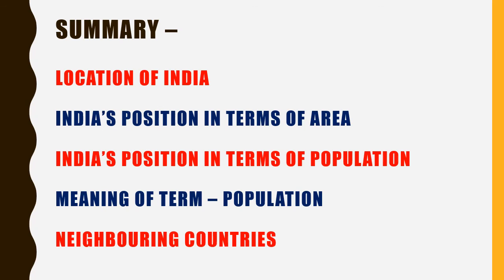What is the meaning of population? The total number of people in a country is known as population. We also discussed the neighboring countries: China, Nepal, Bhutan, Pakistan, Bangladesh, Myanmar and Sri Lanka are the neighboring countries of our country.